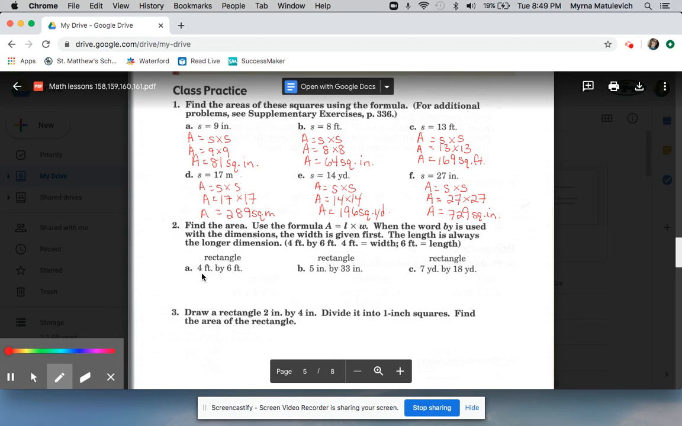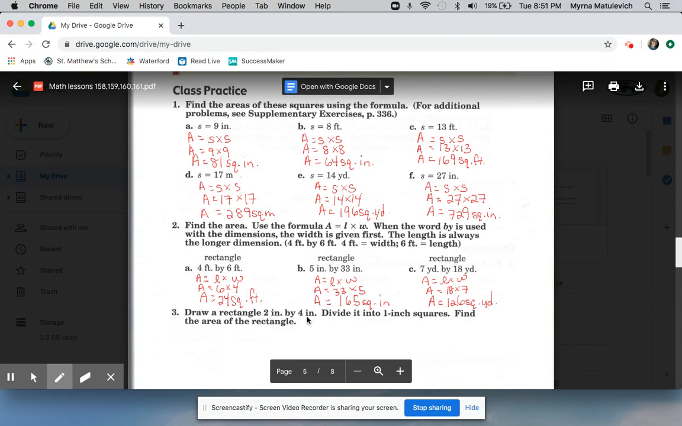So in this rectangle, you have 4 feet by 6 feet. This is the width and this is the length. 5 inches by 33 inches. 7 yards by 18 yards. So just use the formula for the area of a rectangle. And this is what you should have gotten.